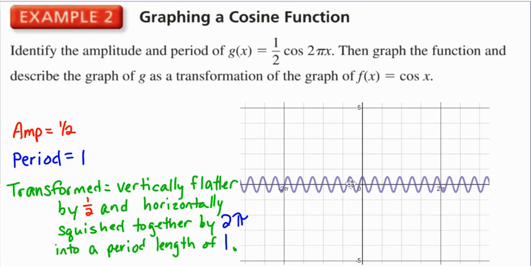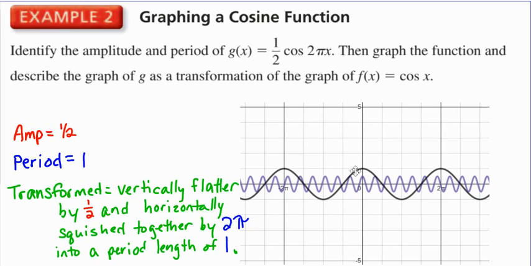So if we let a computer graph it, you can see this has a height of 1/2. The bottom is 1/2. And then from this maximum point right here to this maximum point right here is going to just be 1, right? So this has an amplitude of 1/2, a period of 1. It's been transformed vertically, it is flatter by 1/2, and horizontally it's squished together by 2 pi into a period length of 1.